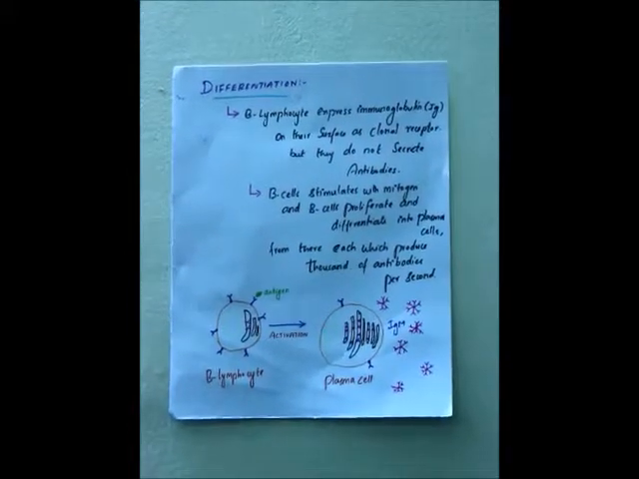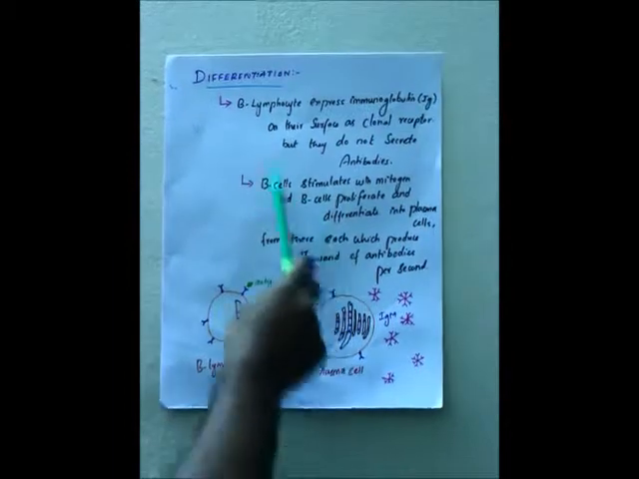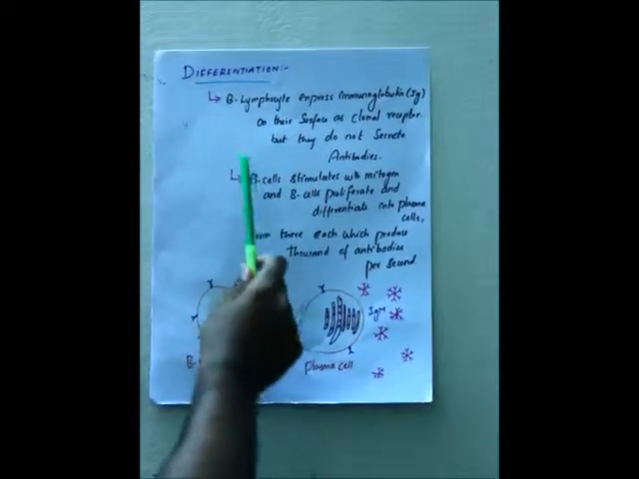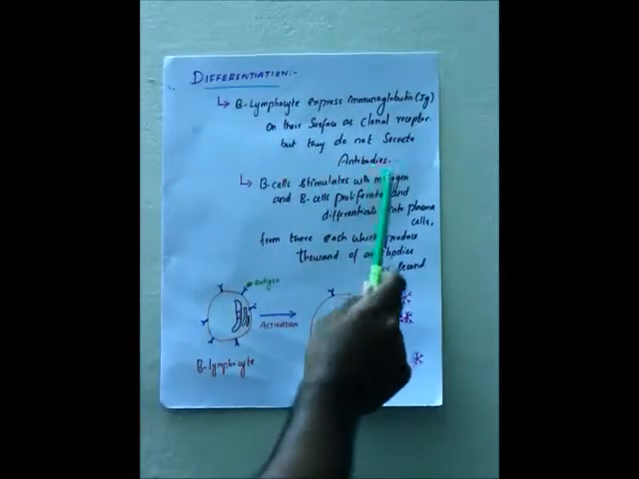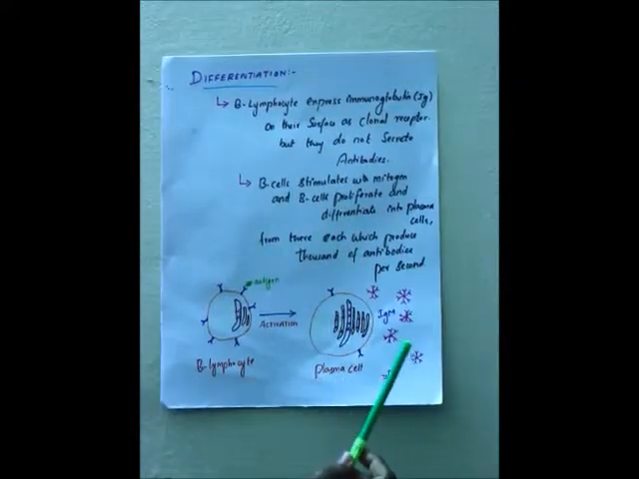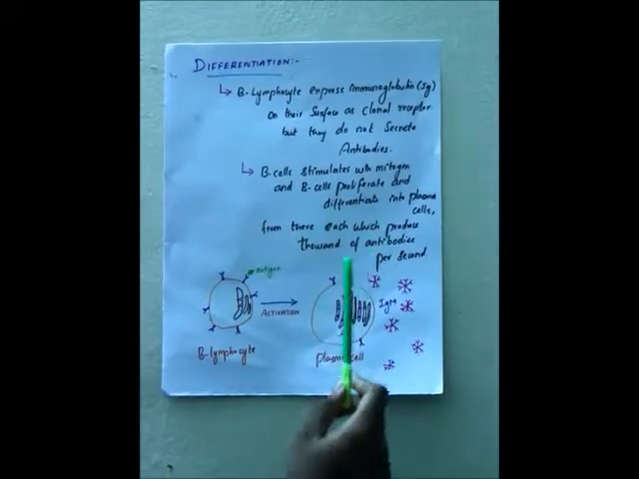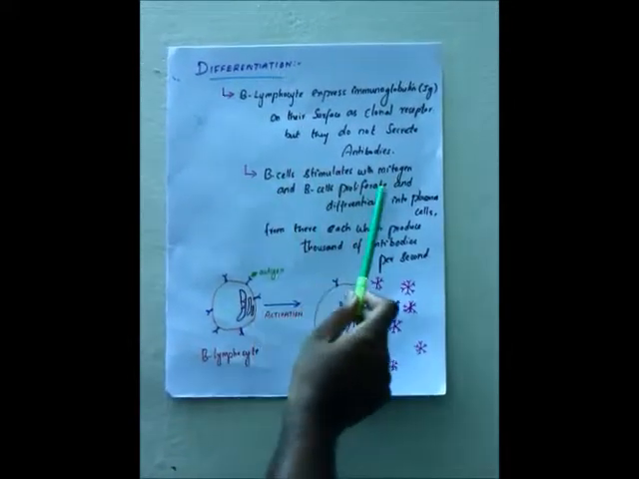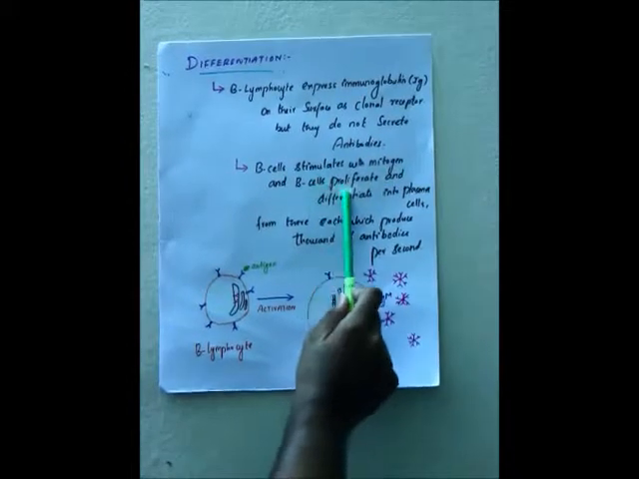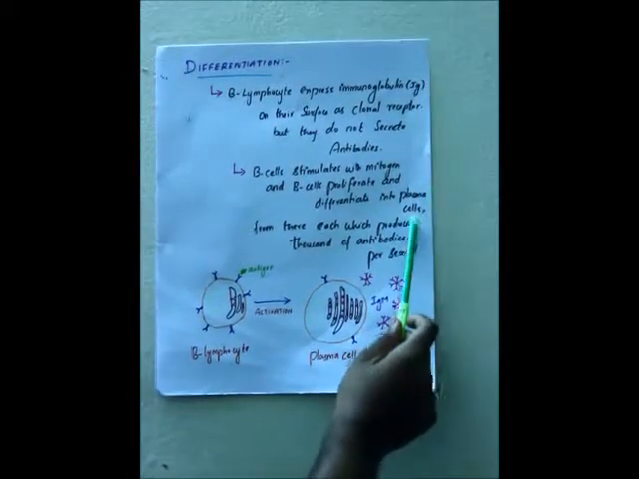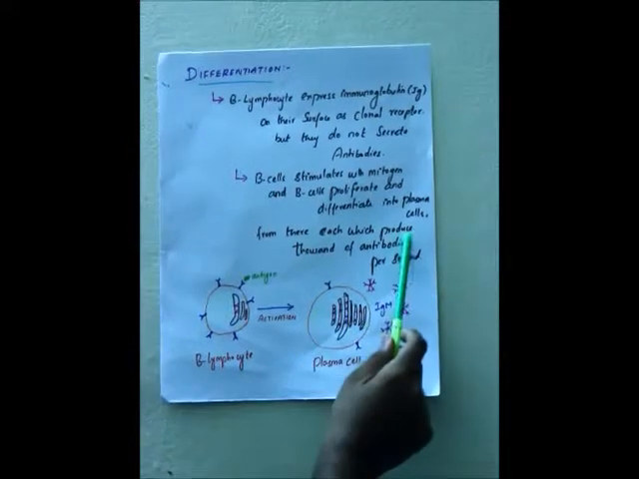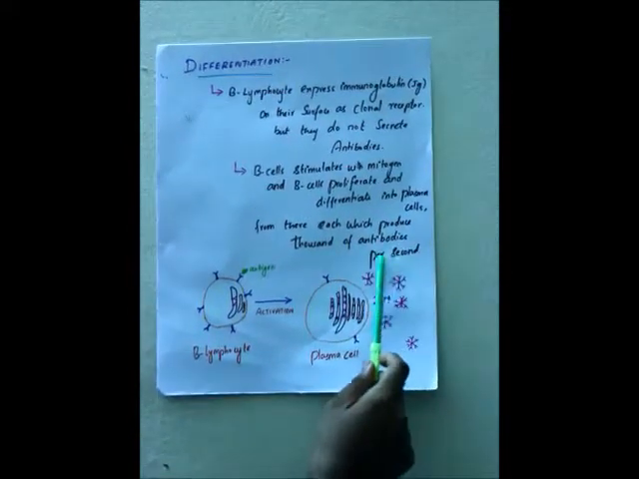Now the last stage of B cells is differentiation. In this differentiation, B lymphocytes express immunoglobulin on their surface as a clonal receptor, but they do not secrete antibodies. B cells stimulated with a mitogen undergo proliferation and differentiation into plasma cells, each of which produces thousands of antibodies per second.